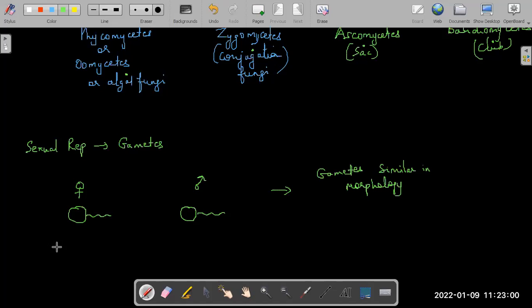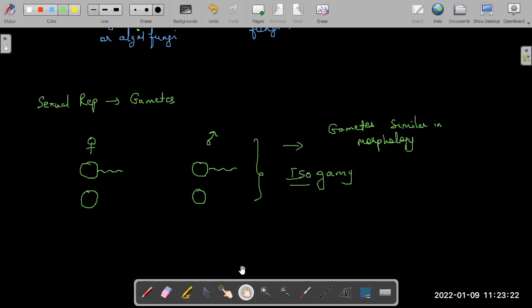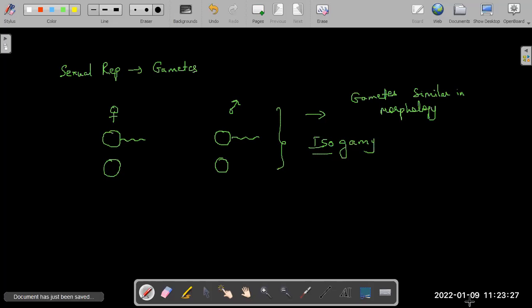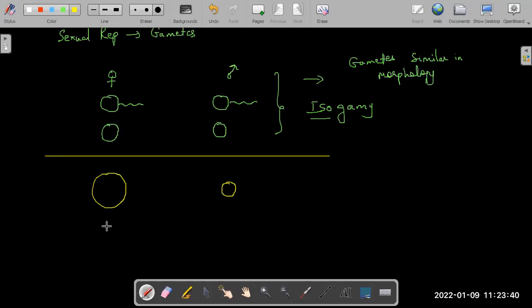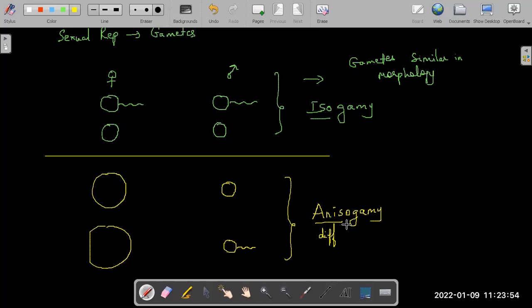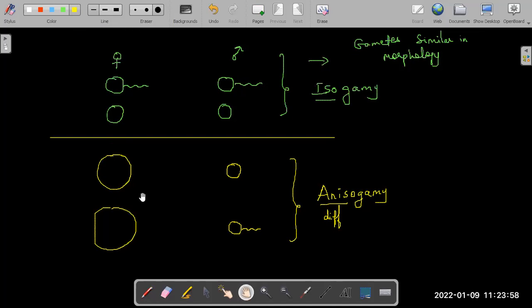Similar in morphology, which means if this one is round, no flagella, this one is also the same size, same morphology, correct? We call such a type of reproduction isogamy. Isogamy. Iso means what? Same. Gamy means fusion. That means the fusing gametes are the same in morphology. Understood? Yes, ma'am. Okay. Now see. Let's say the female is bigger. Male is smaller, and has a flagellum. I call this anisogamy. So what is anisogamy? An means different. The different morphology, correct? One is bigger, one is smaller. Who's bigger usually? Female. Got it?